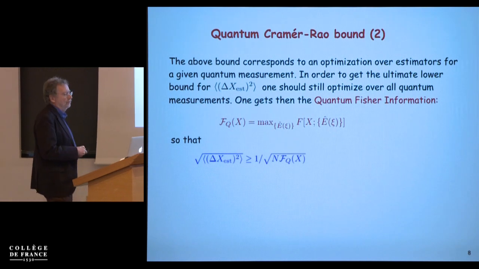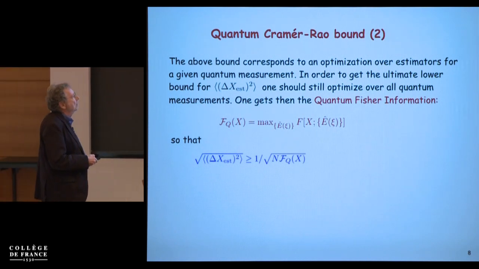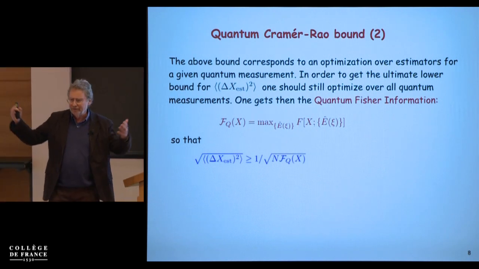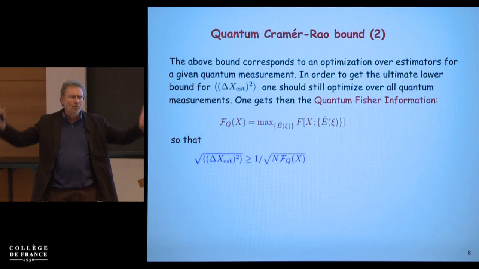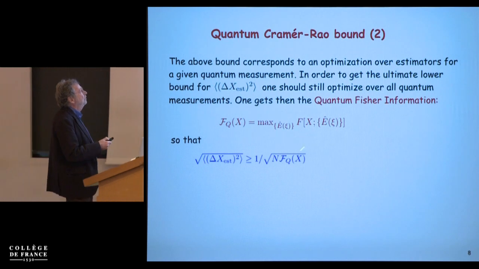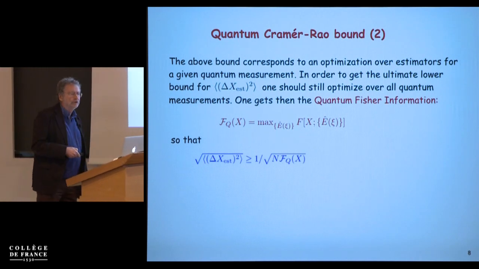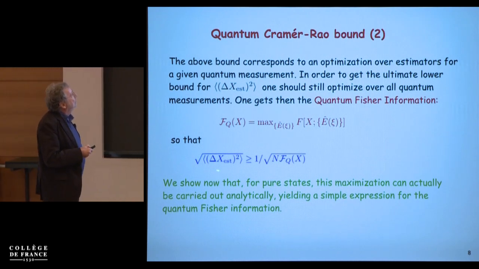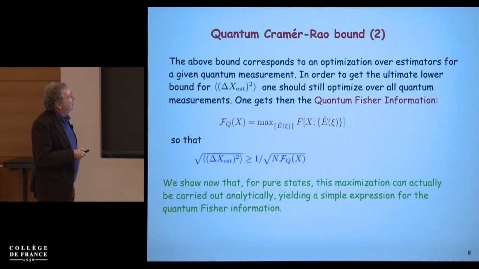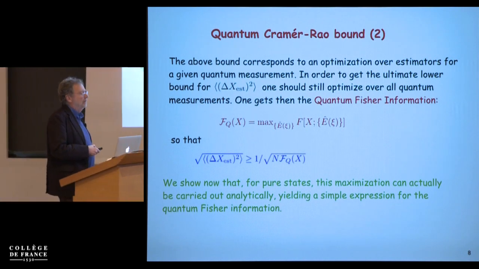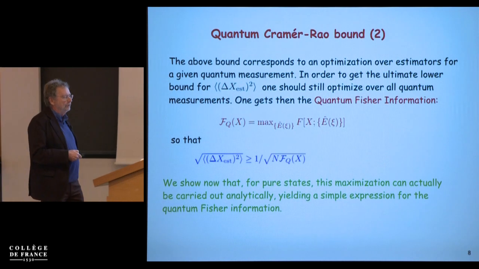So we have now this expression here. That's the quantum Fisher information. And of course, if one looks at this definition, that in principle might look like an impossible task. You have to take the Fisher information, you have to imagine all possible measurements and maximize it. However, I'm going to show you that for pure states, you can actually derive an analytic expression for the quantum Fisher information. So this is then the expression, and now we are going to derive for pure states this maximization and show that a simple expression can be obtained for the quantum Fisher information.